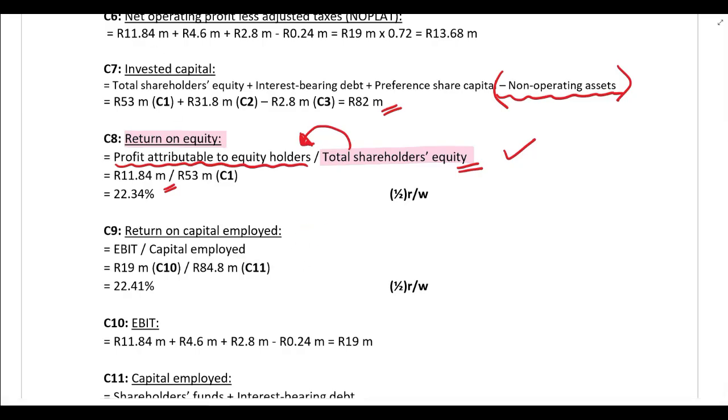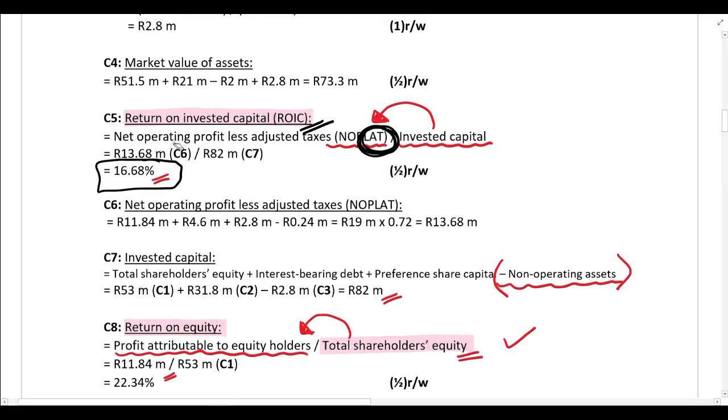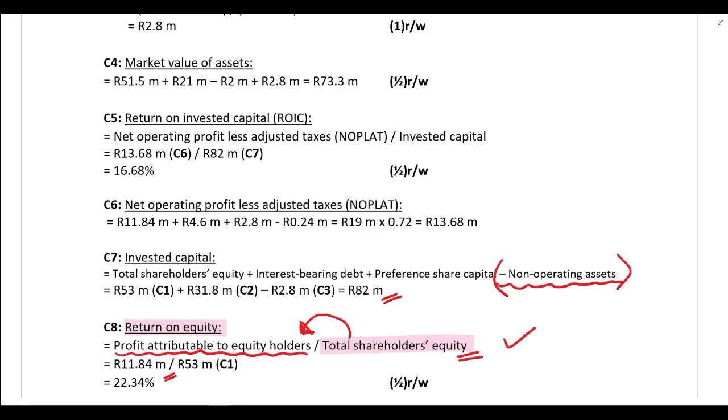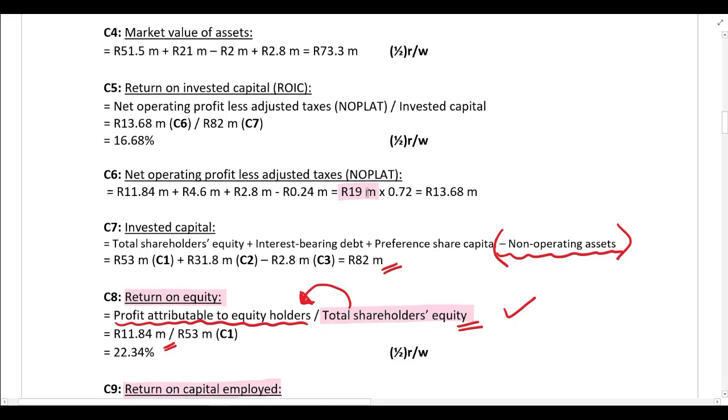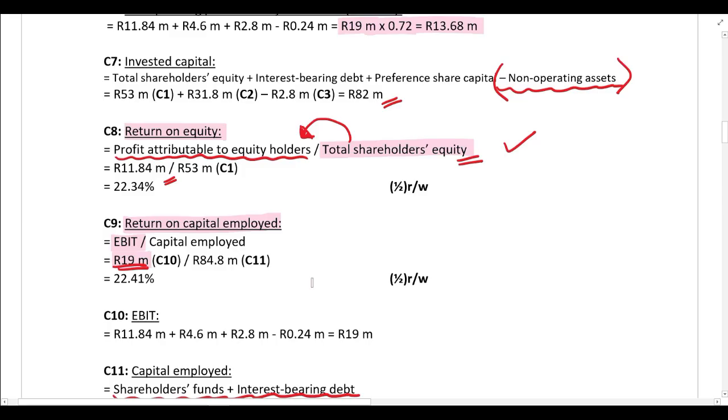You can see when we are calculating return on capital employed, we are using EBIT, which is earnings before interest and tax. On the other hand, when we are calculating return on invested capital, there's EBIT, 19 million. It's the same 19 million that's being used over here. Except with return on invested capital, we deduct adjusted taxes. So this is after tax. So with return on invested capital, we are using net operating profit less adjusted taxes. This is after tax, whereas return on capital employed is earnings before interest and tax. So that's one difference between the two.